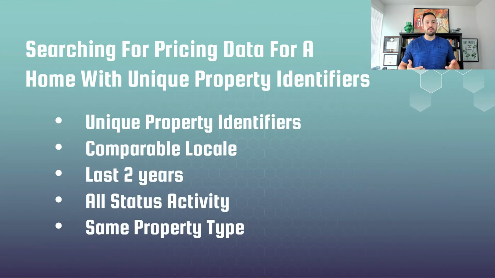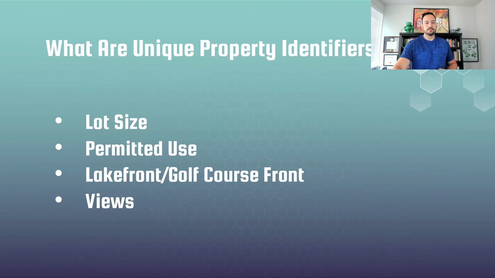But there is the other case, when a home has a unique property identifier. Now, what do I mean by unique property identifier? Usually it has lot size, permitted use such as horse property. They can be lakefront or they can have specific views. If you have a mountain range, it can be mountain views. If there's a specific monument that is in your city or a specific landmark, views of that tend to always be valued and grouped together, even though they might be in different areas in the city.